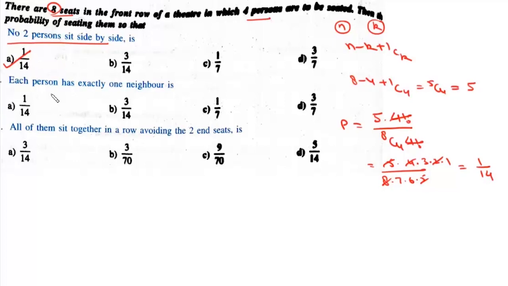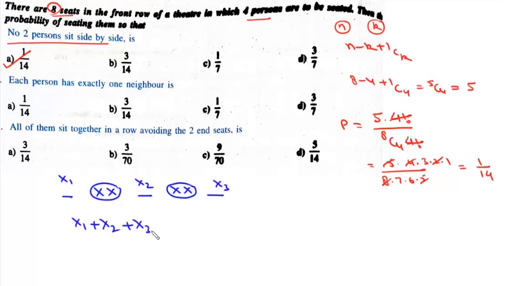Now the next one is each person has exactly one neighbor. When each person has exactly one neighbor, that means 2 of them are sitting together, another 2 are sitting together, and in between them there should be at least 1 empty seat. So suppose there are x1 seats here, x2 seats here and x3 seats here. So we write x1 plus x2 plus x3 must be equal to 4, where x1 and x3 are greater than or equal to 0 and x2 is greater than or equal to 1.